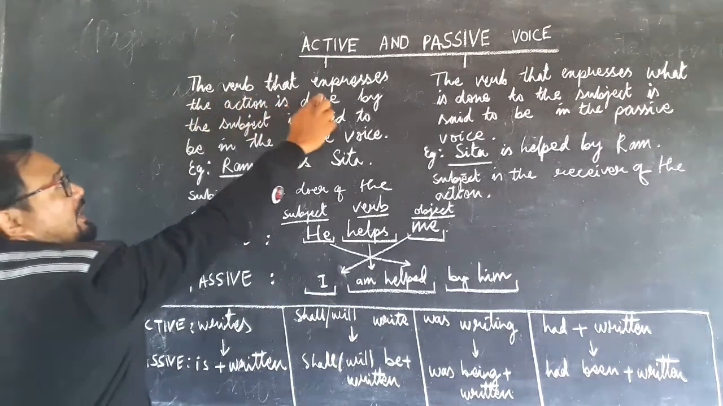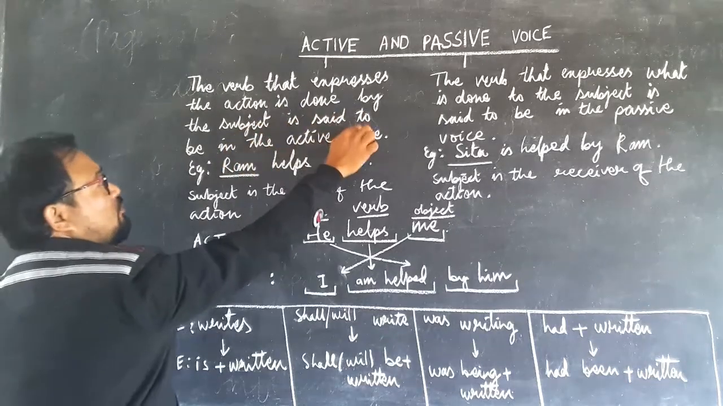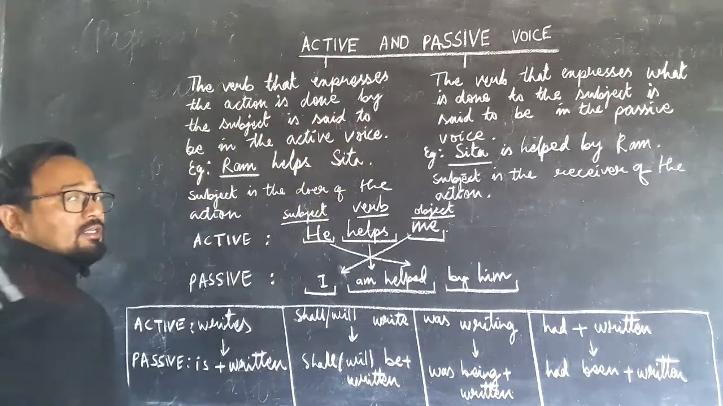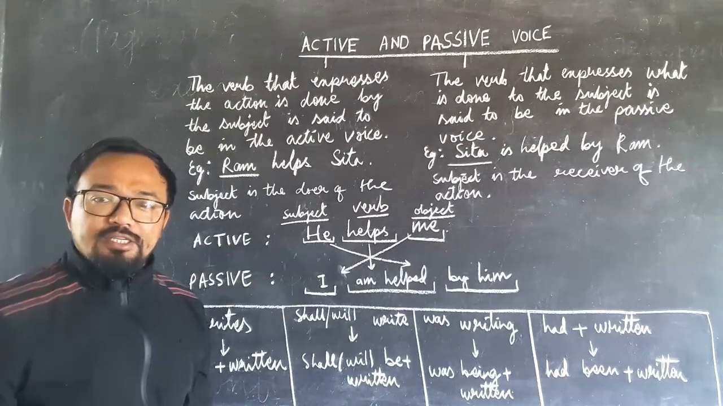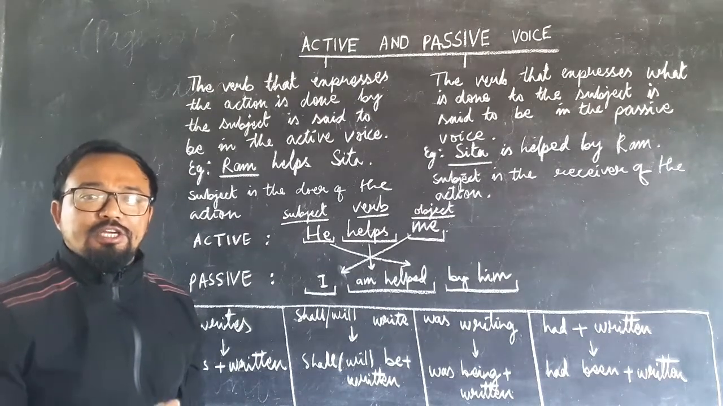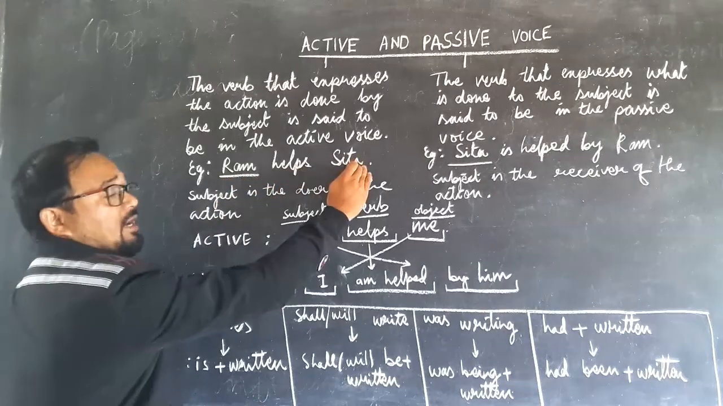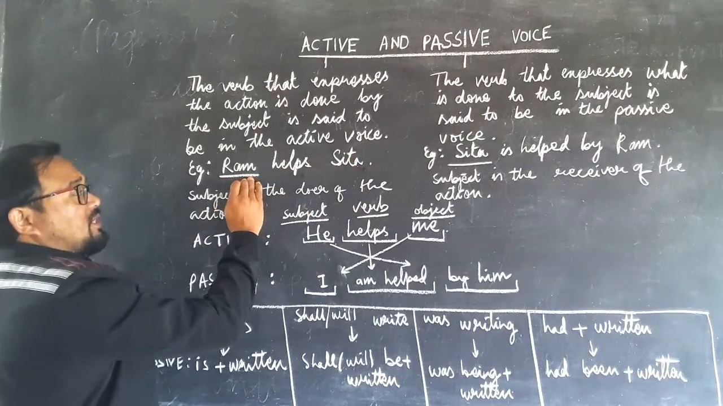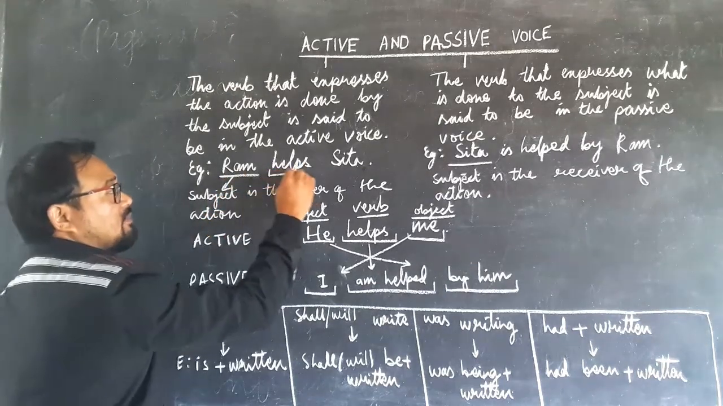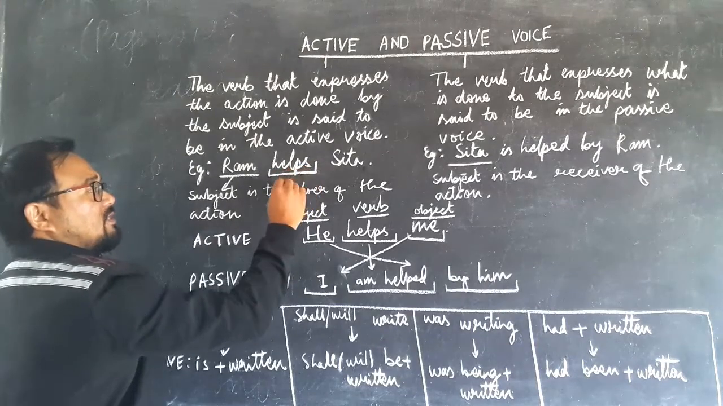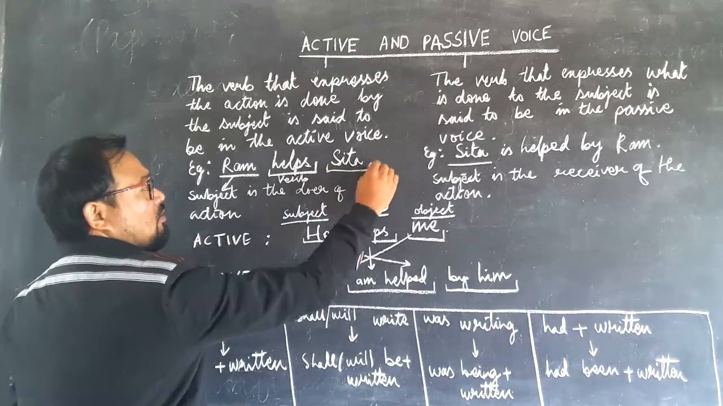The verb that expresses the action done by the subject is said to be in the active voice. That means the subject does the action. If the subject is performing the action, this type of sentence is said to be in an active voice. For example, you can see here, Ram helps Sita. Ram is the subject here, and Ram is performing the action. Action means a verb, so help is a verb, and Sita here is an object.